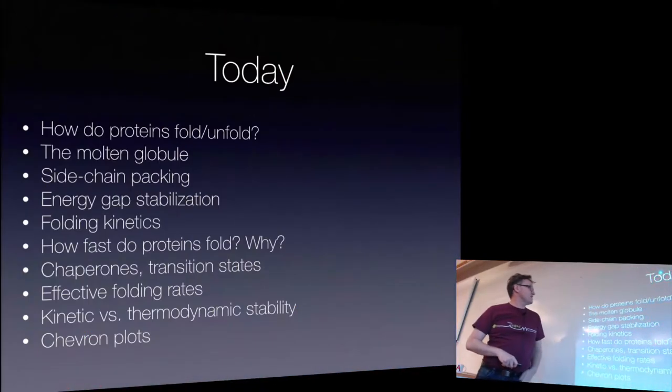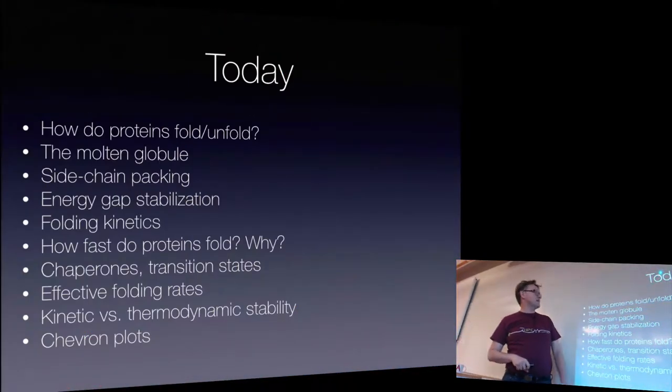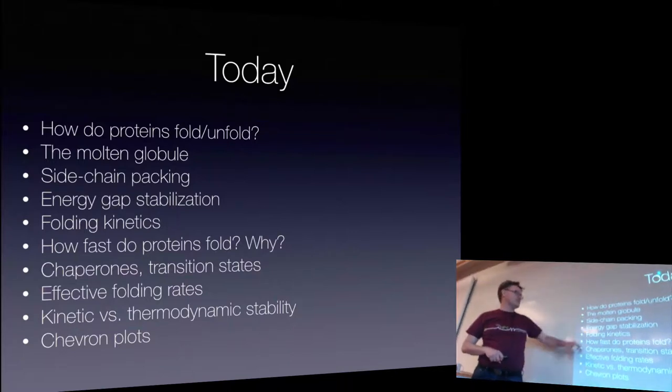So today I'm going to speak a little bit about the kinetics, what happens when proteins fold and unfold, and we're going to get back to look at this molten globule state. But now we're actually going to define the molten globule in much more detail. Sidechain packing, we're going to talk about what really stabilizes the energy at the end. And then you're going to be looking a bit at energy gaps.